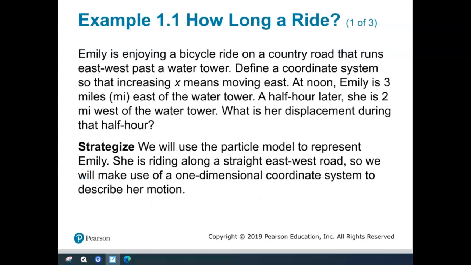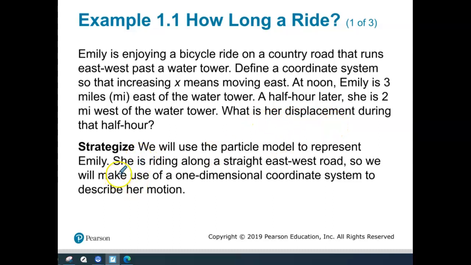Again, you can't have negative time, so you always have the bigger number minus the smaller number for time. Okay, so we're going to look at displacement, position, and changing time variables for this person, Emily, who is on a bicycle ride. We're going to pick a coordinate system so that increasing x means moving east. Think of increasing x as positive. If you're going in the positive direction, that's going east. If you're going in the negative direction, you're going west. It describes Emily as 3 miles east of the water tower. That's her initial position. And then 30 minutes later, she is 2 miles west of the water tower. So we want to figure out what is her displacement during that half hour.